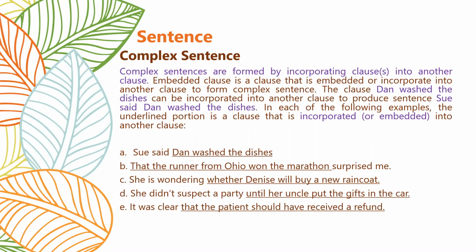So in each of the following examples, the underlined portion is a clause that is incorporated or embedded into another clause. Look at the example. Sue said, Dan washed the dishes. So you can see Dan washed the dishes is dependent on Sue said. Then again, that the runner from Ohio won the marathon surprised me. You see, something surprised me, okay? What surprised me? That the runner from Ohio won the marathon.